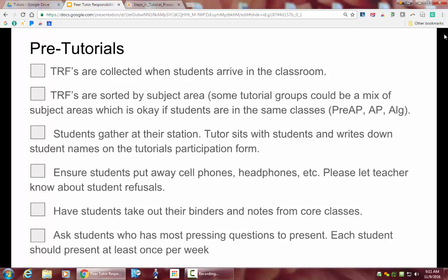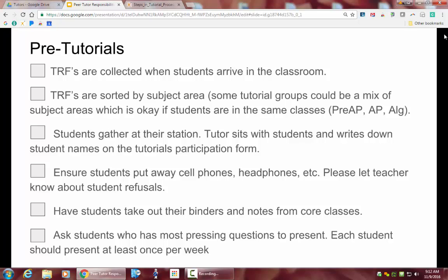Oftentimes we have students say, but I already understand it. I don't really have a point of confusion. Well, we're going to have an opportunity for each content area to have questions for you. If you feel confident in all your classes, that you're doing very well and you're understanding it, we will have some challenging questions for you to use in your TRF for your point of confusion to really work at extending your learning in the different content area classes.